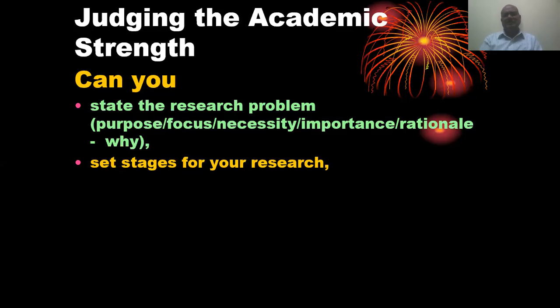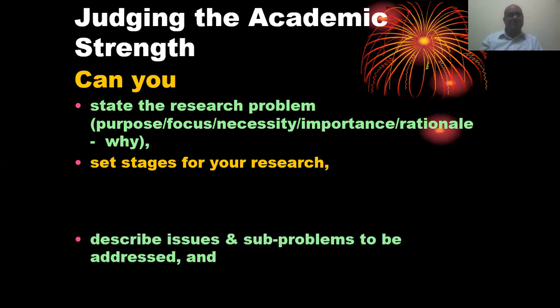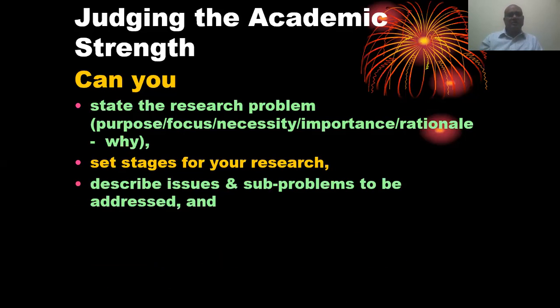You have to set up timelines. You have to prepare a Gantt chart. You have to do it quite professionally. You have to do responsibility structuring: what you can do, where you will require a lot of help from your supervisor, where you will require help from your lab staff, and so on and so forth. So maybe you have to set stages for your research. Then you have to describe issues and some problems to be addressed.